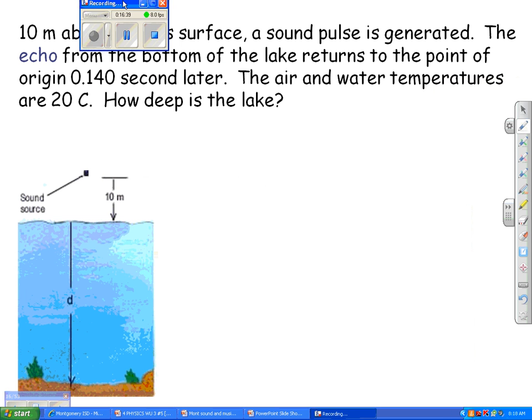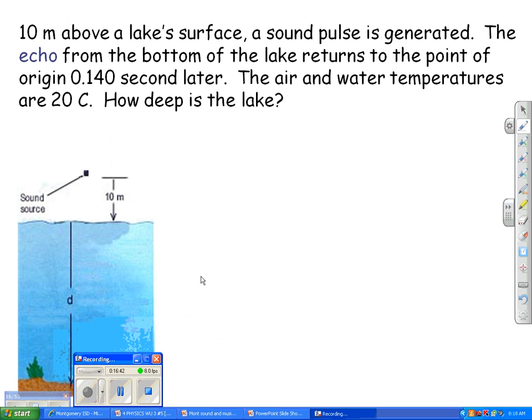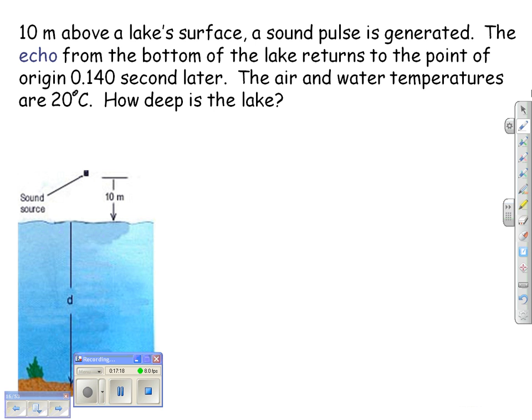Okay. I have a problem here that we're going to go ahead and solve. There we go. 10 meters above the lake's surface, a sound pulse is generated. The echo, what is an echo? It's a sound, and it's what type of sound? A reflected sound. Okay, it's reflected. So the echo from the bottom of the lake returns to the point of origin 0.14 seconds later. The air and water temperatures are 20 degrees Celsius. How deep is the lake?